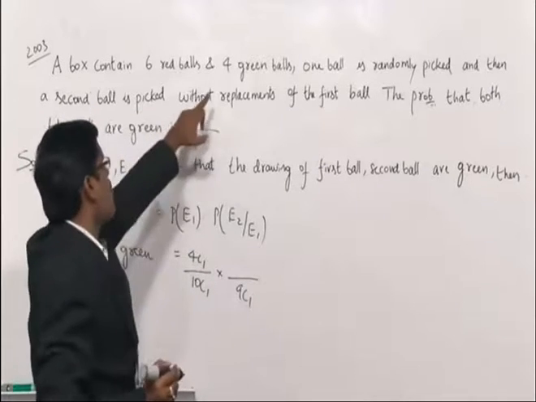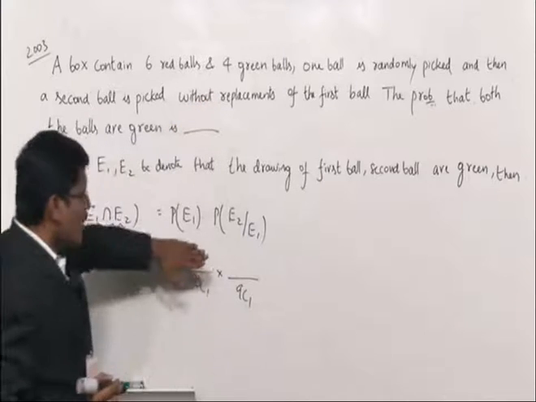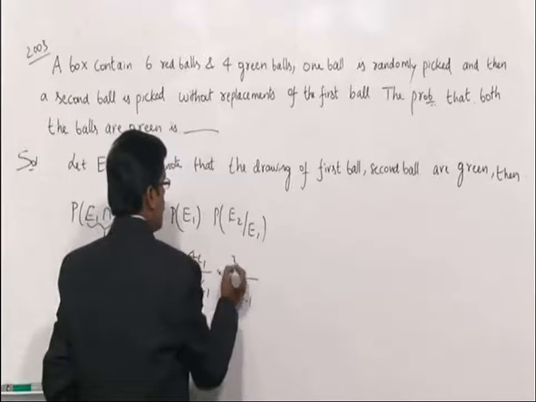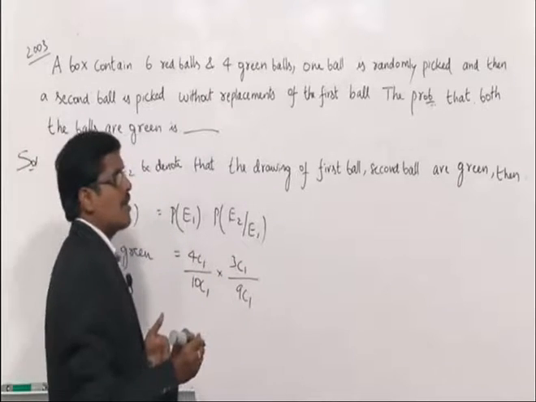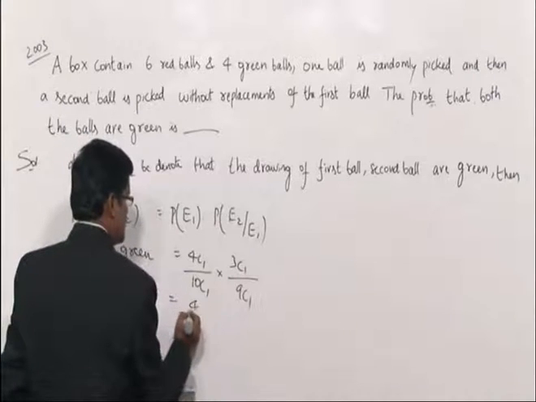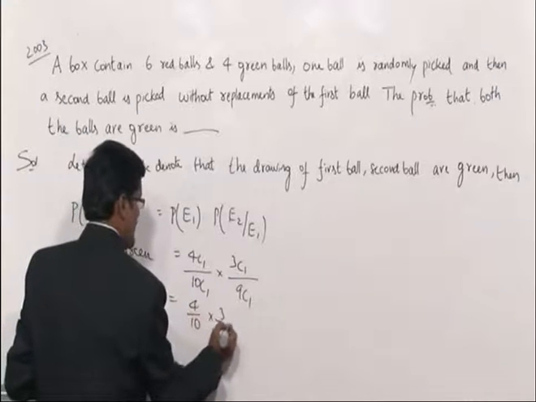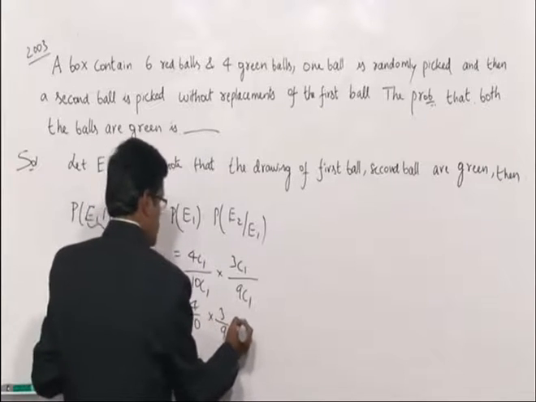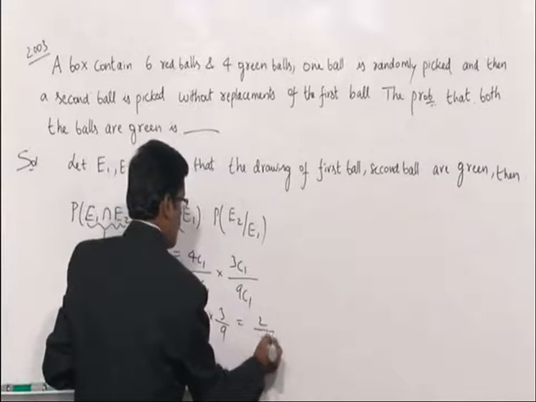That second ball is also asked to be green, out of 4 green balls. Already one green ball we kept outside, so there are remaining 3 green balls. One green ball from the remaining 3 green balls can happen in 3C1 ways. So 4 by 10 into 3 by 9. Three ones are 3, three threes are 9, two ones are 2, that is 2 by 15.